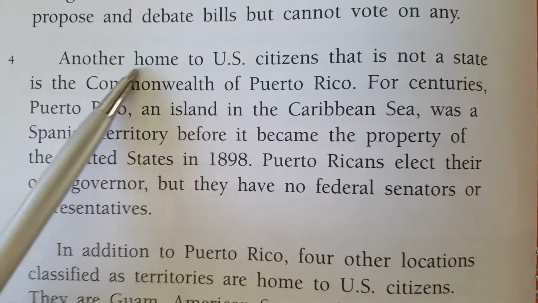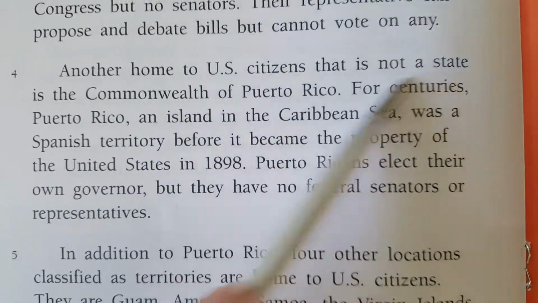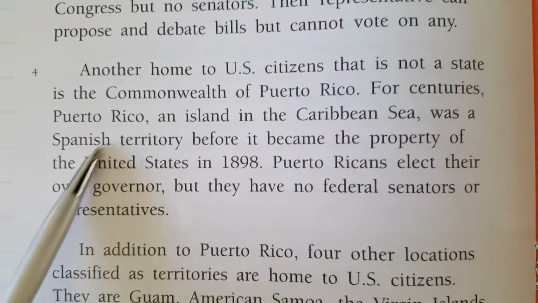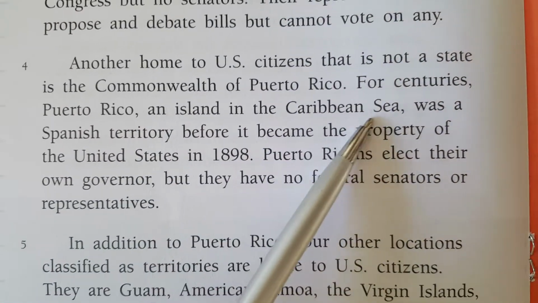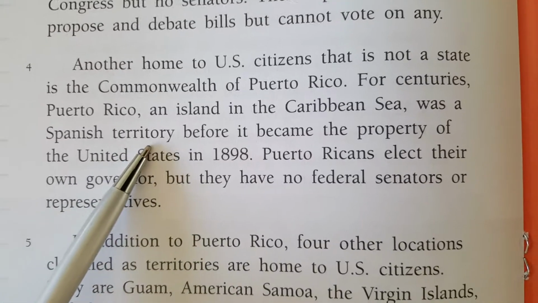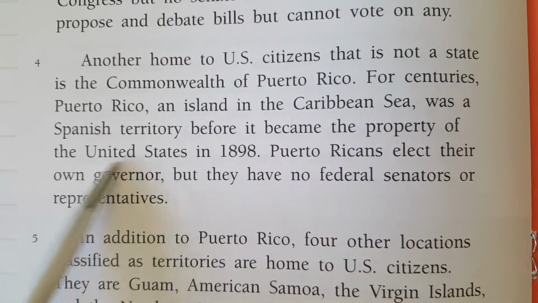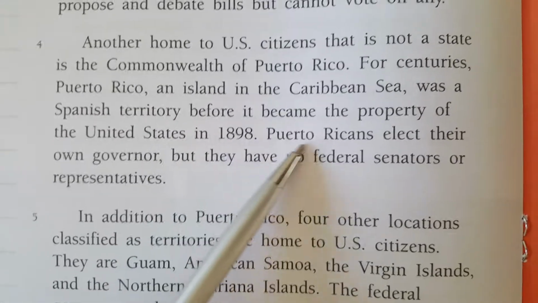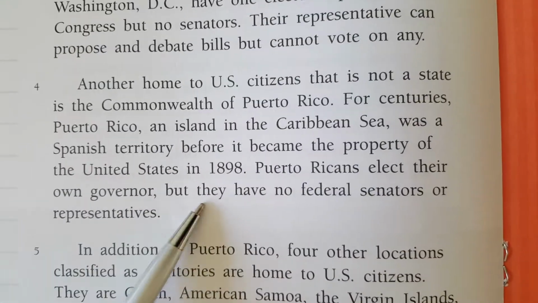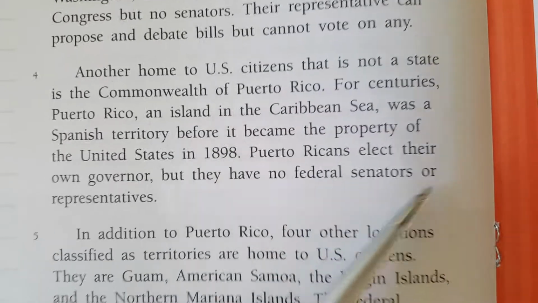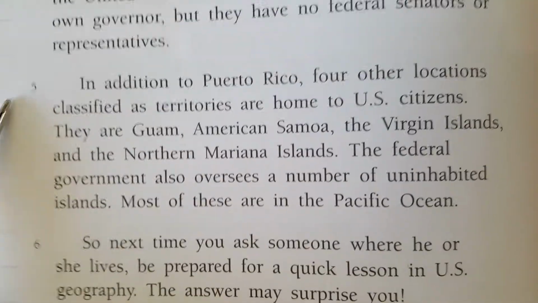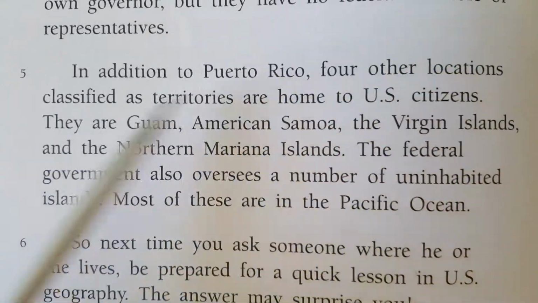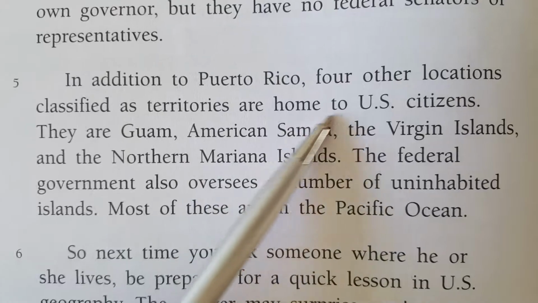Paragraph 4. Another home to U.S. citizens that is not a state is the Commonwealth of Puerto Rico. For centuries, Puerto Rico, an island in the Caribbean Sea, was a Spanish territory before it became the property of the United States in 1898. Puerto Ricans elect their own governor, but they have no federal senators or representatives.